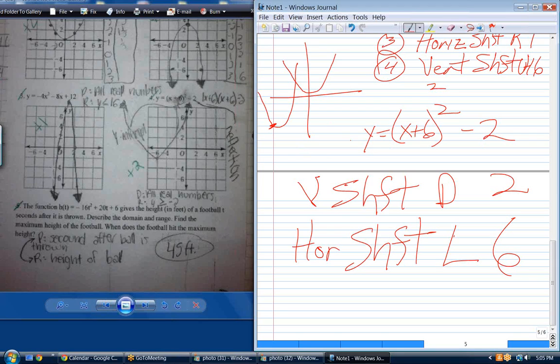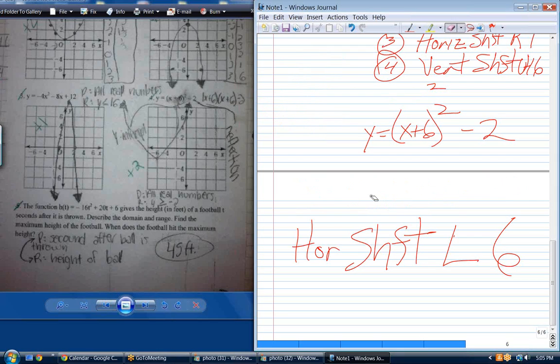In other words, it's really easy to handle shifts. Much easier to handle a shift than a stretch or a shrink. A stretch or a shrink changes the shape of the curve. A shift does not. This is a vertical shift. This is a horizontal shift.